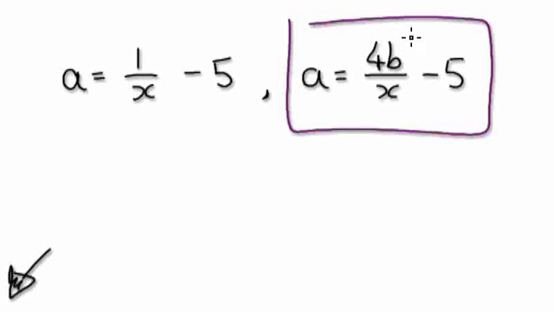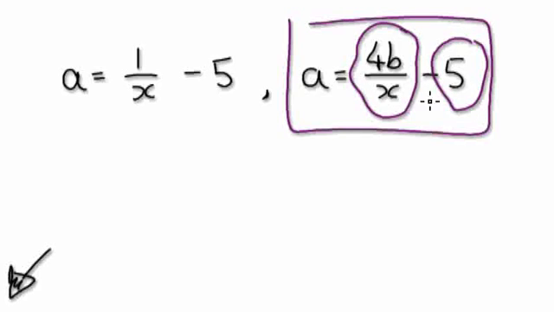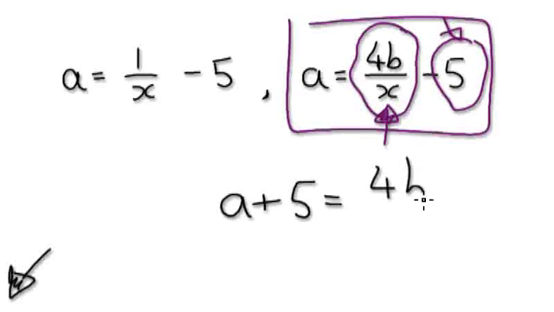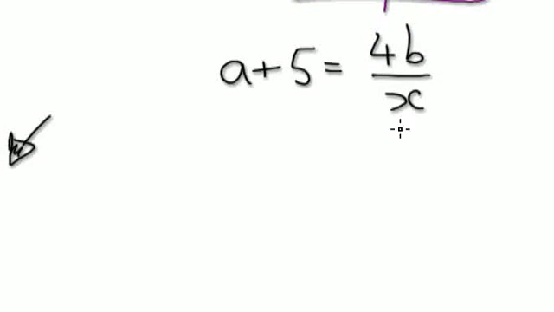Okay, here visualize it as one bubble taking away another bubble. So let's kill off this bubble here because x is stuck in this bubble here. So add 5 to both sides. So it would be a plus 5 equals 4b over x. Now take the reciprocal of both sides. We could turn these two into fractions, and then merge the two fractions. I'm just going to visualize this as one bubble.